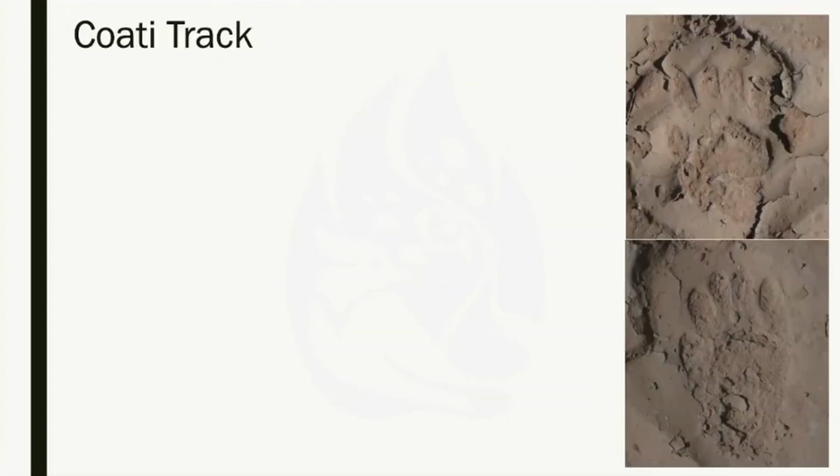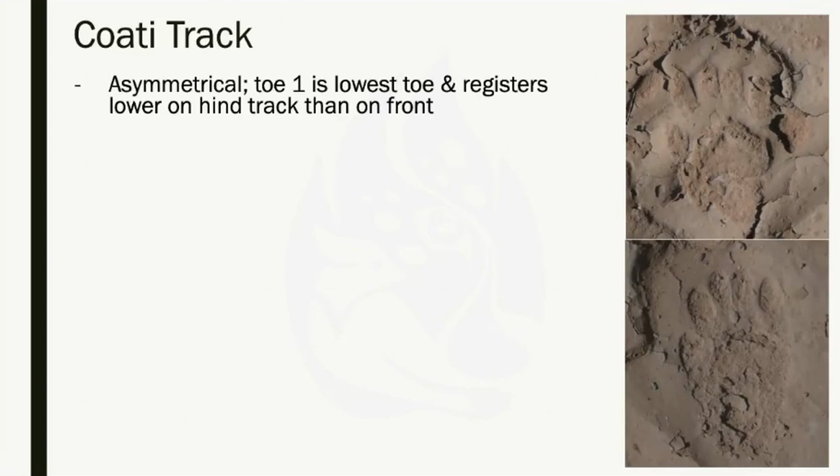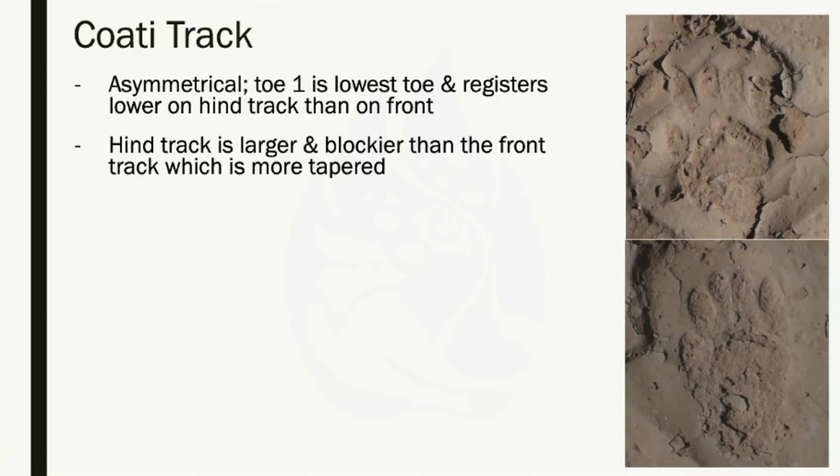Okay, let's talk about a close relative of raccoons, the coati. Again, you're only going to see these in the Southwest or in Central America. They're asymmetrical, again, if you draw a line down the middle, because of that low toe one on the inside, on both the front and the hind. And the hind track is going to be larger and really blockier than any of the other tracks we've looked at. You can just see this. It's just a very blocky, almost rectangular shaped track.